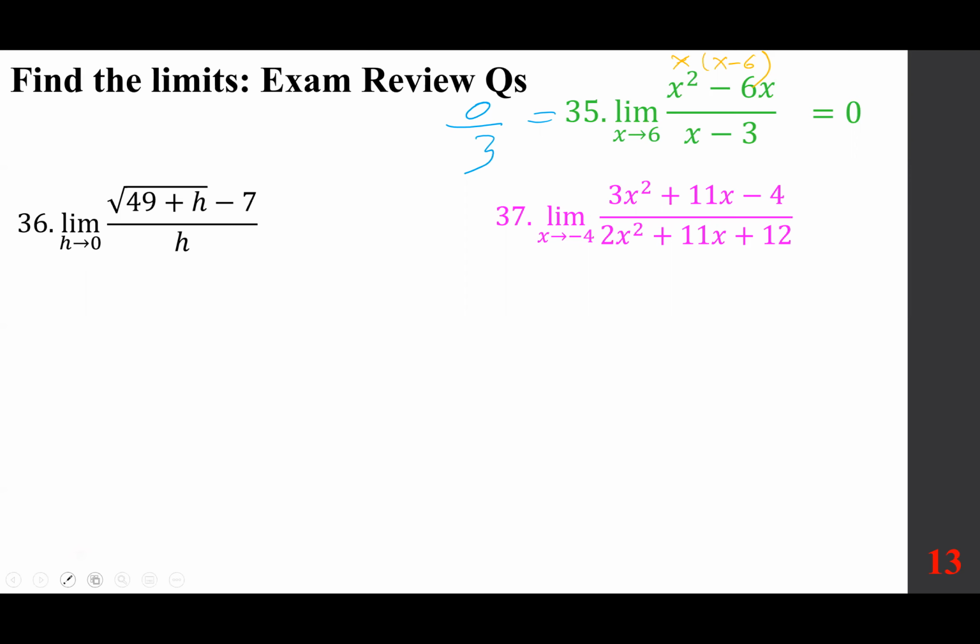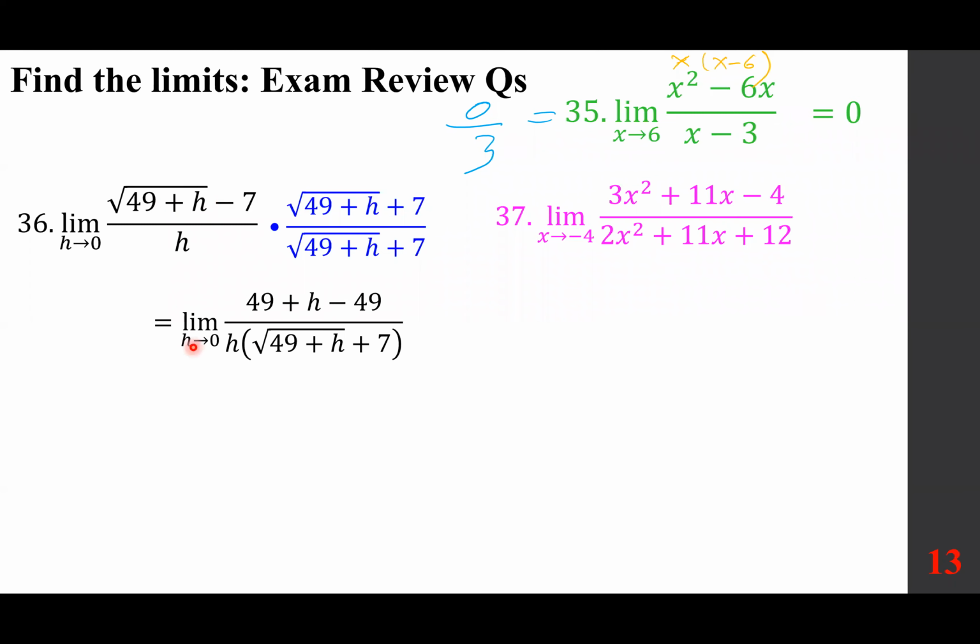All right. What about 36? What is the technique? First of all, if you plug in, what do you get? 0 over 0. Beautiful. Technique? Conjugate. Beautiful, beautiful, beautiful. So the first one comes out as 49 plus h minus 7 squared, which is also 49. We don't touch the denominator. We keep it as a product. 49 cancels out negative 49, everybody. Let's do that. And the numerator is left with h.